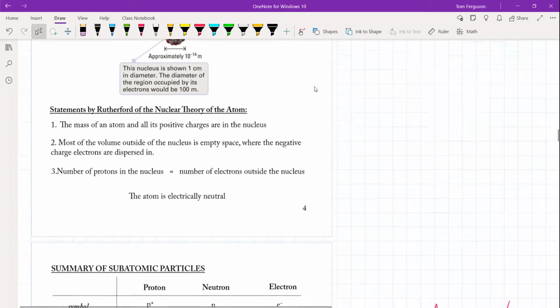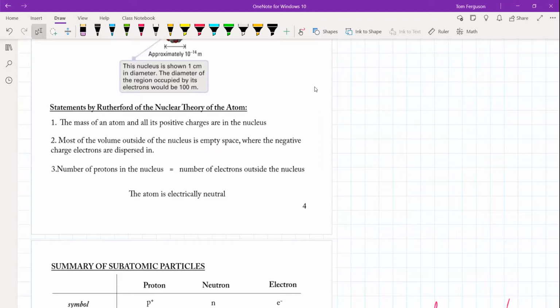Okay. So Rutherford basically is talking about the atom. The mass of an atom and its positively charged particles and neutrons are all located in the nucleus. Let's see.